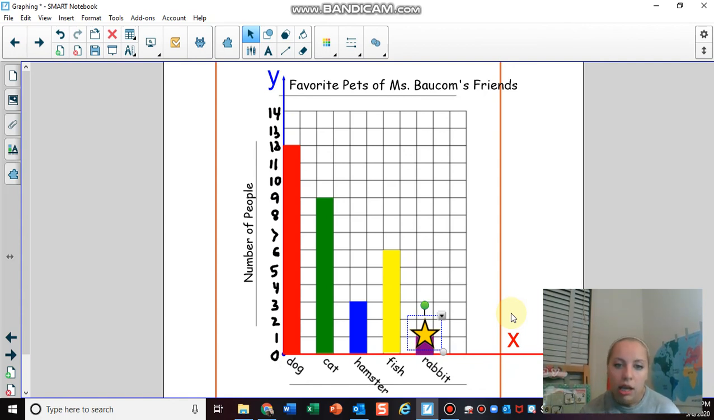Which pet was the second least popular pet? Next to rabbit, which pet was the least popular? It's not rabbit because that was the least popular. We're looking for the second to least popular, and that one is hamster. Hamster only had 3 votes.